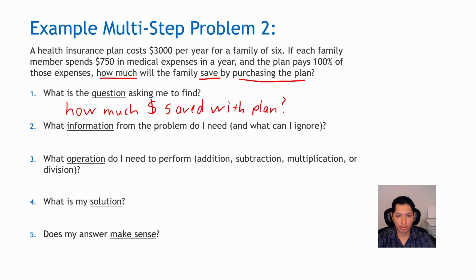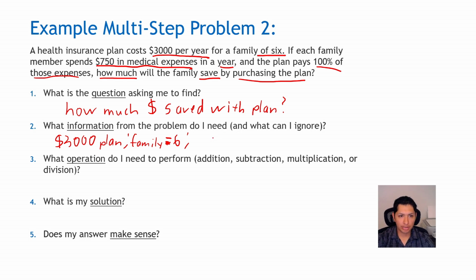Okay, what information from the problem do I need and what can I ignore? So let's go to the numbers in the problem, which is where the information tends to be. A health insurance plan costs $3,000 per year for a family of 6. Okay? If each family member spends $750 in medical expenses in a year and the plan pays 100% of those expenses, how much will the family save? Now I know I underlined a lot, but I'm going to rewrite what I am keeping in under number 2. So a health insurance plan costs $3,000 per year. So $3,000 per year plan. Next, family is 6. 6 members, essentially, right?